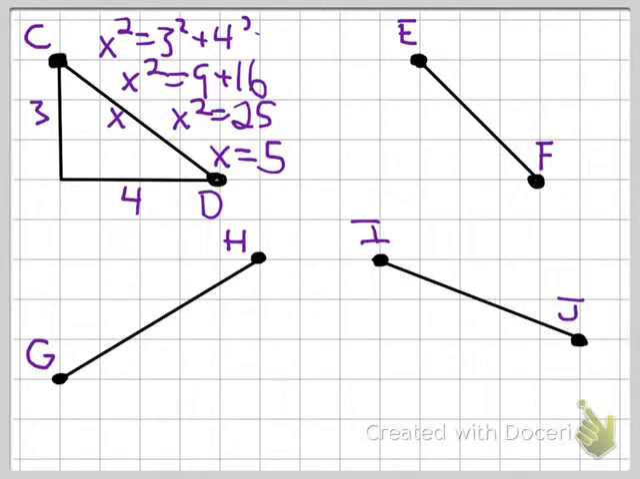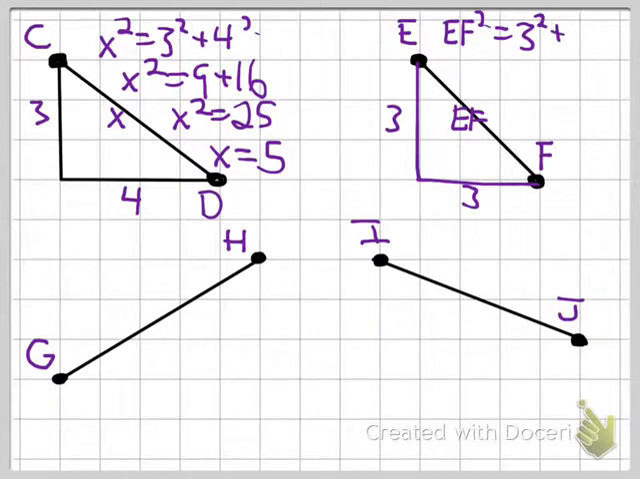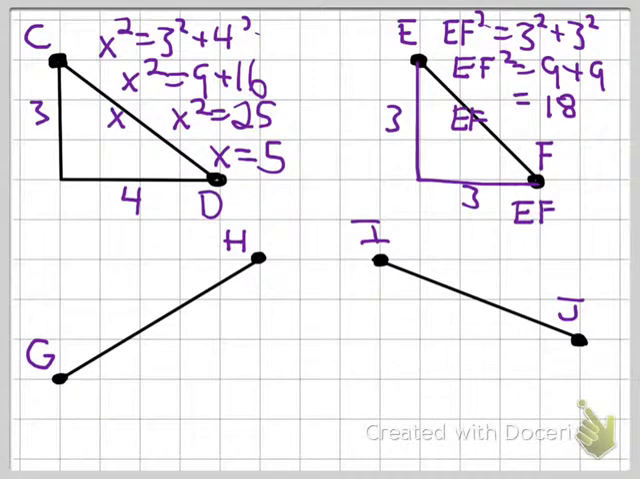Let's go over to E and F. Drop this down, make a triangle. My two legs are going to be 3 and 3. So now my hypotenuse, we'll use a little better notation here. We'll call it EF because it is a segment. We're looking at the segment length. EF squared is equal to 3 squared plus 3 squared. EF squared is equal to 9 plus 9, which comes out to be 18. Now all this comes out to be is that EF is equal to the square root of 18, which simplifies, because 18 is 2 times 9, to be 3 root 2.